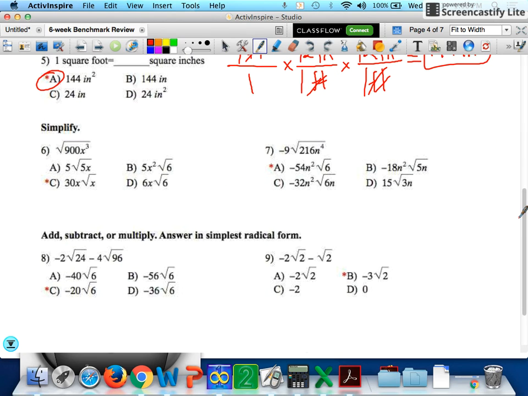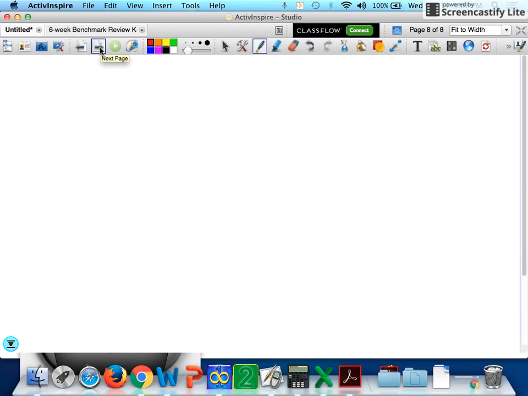Number 6 is where we start simplifying some of these radicals. It is 900x to the 3rd power. So 900 x cubed. And we just start by breaking this 900 down. 3 and 300. You could use a 2 and a 450 if you'd like. You can use a 9 and a 100. Lots of ways to do it.